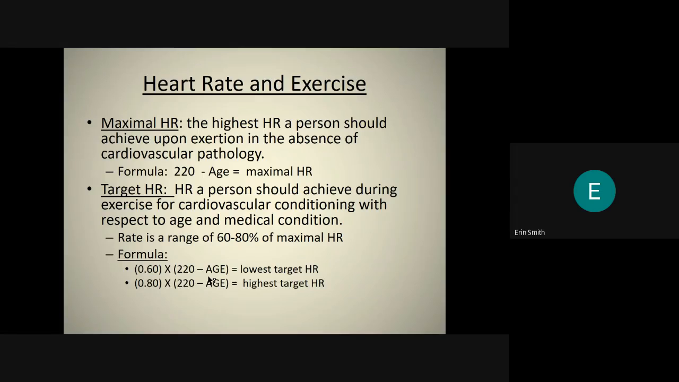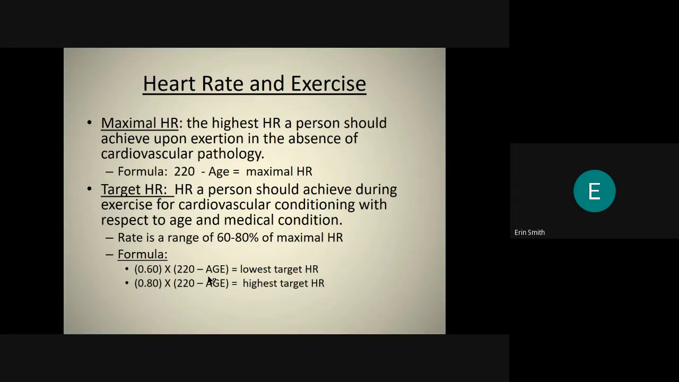So if we were working with someone who's 30 years old and we had them on the treadmill, for example, doing a certain rate per minute, and we measure their heart rate and we're getting 100, then we might not be pushing them hard enough. If we have them do a certain amount and we take their heart rate and it's 120, then we're challenging this patient. We're getting them within their target heart rate range.